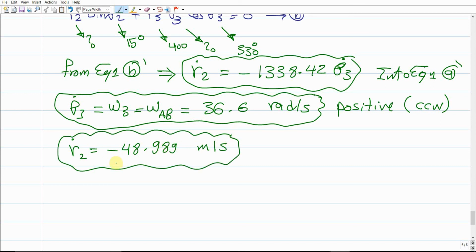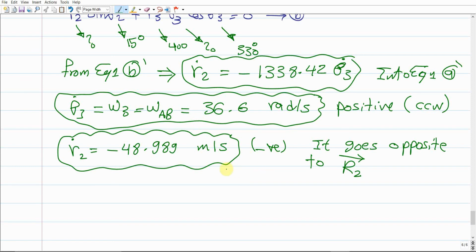So what does this negative mean? This negative indicates that it goes opposite to its vector. What is the position vector? This is R2 dot, this is V2, the sliding velocity of the slider over R2. It means that the direction of this velocity is opposite to the R2 vector direction. Make sense? Why? Because it is negative. But if it is positive, it means that it goes in the same direction as R2.